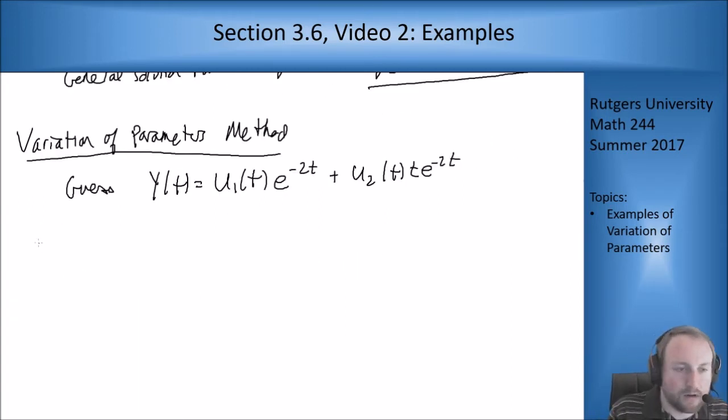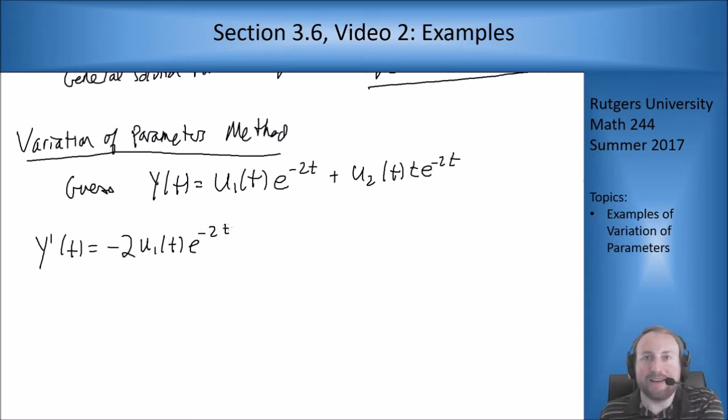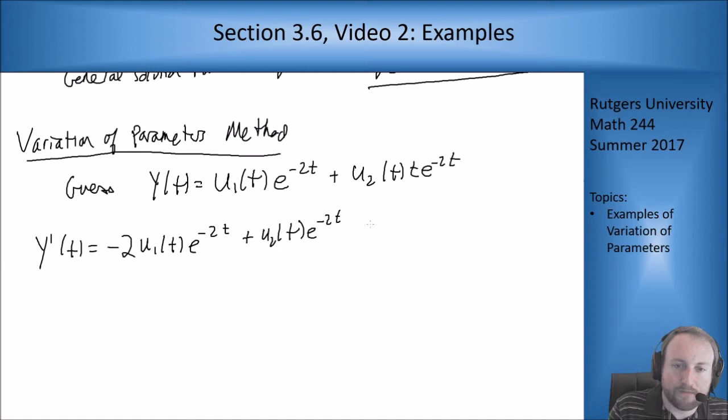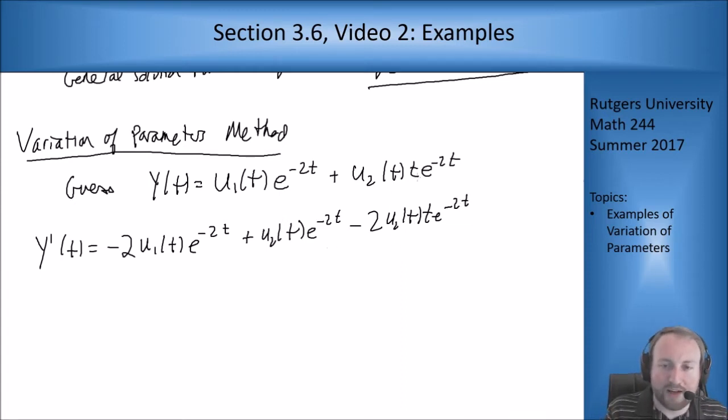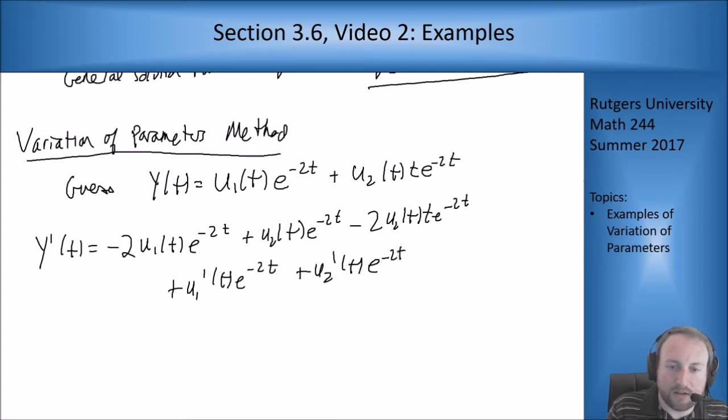Let's take a first derivative. y prime of t is negative 2 u1 of t e to the minus 2t. I'm going to write these terms in the same order as in the last video, so we'll see which terms end up going to 0. Plus a u2 of t e to the minus 2t minus 2 u2 of t e to the minus 2t. That part is from the product rule on the t e to the minus 2t term. And then plus a u1 prime of t e to the minus 2t plus a u2 prime of t e to the minus 2t times t. The assumption we're making in variation of parameters is that this last group is 0, which means the only terms left in my first derivative are the top three on the first line.